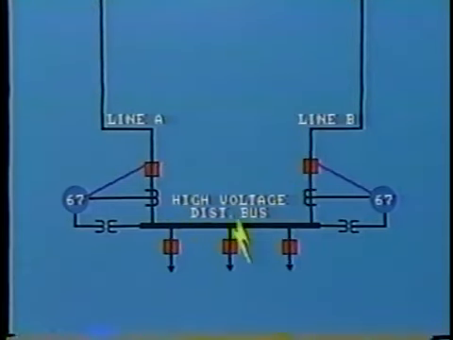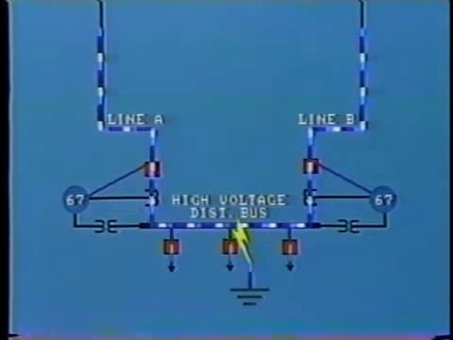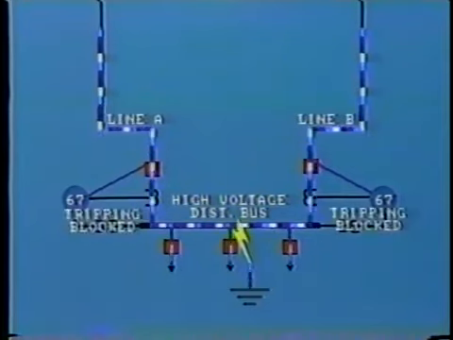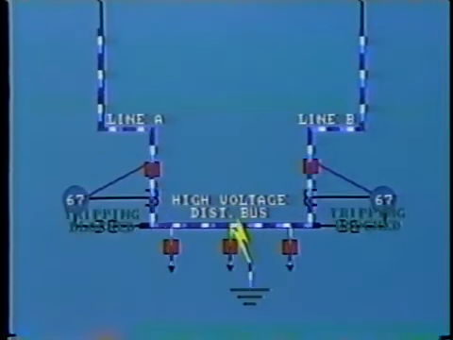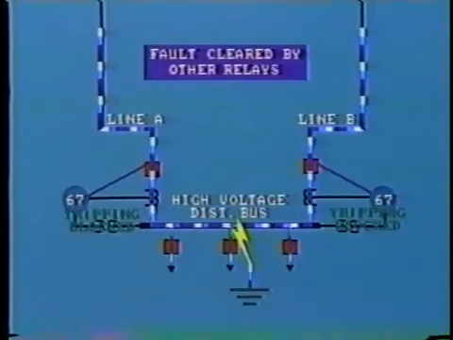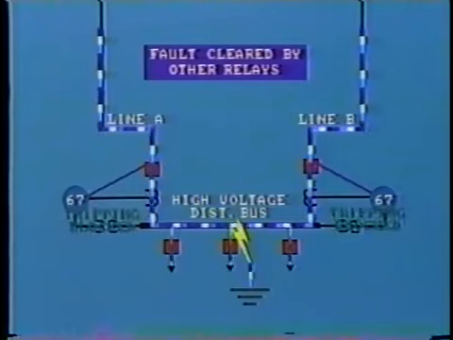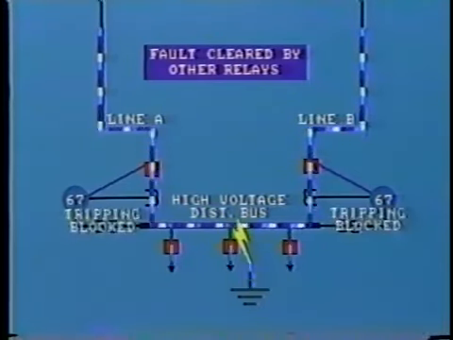In the case of a bus fault, current will flow into the bus from both feeders. Then both overcurrent relays will be blocked from operation by their respective directional relays. The fault would be cleared by other protection relays tripping out the same breakers, a clear case of zone overlap.